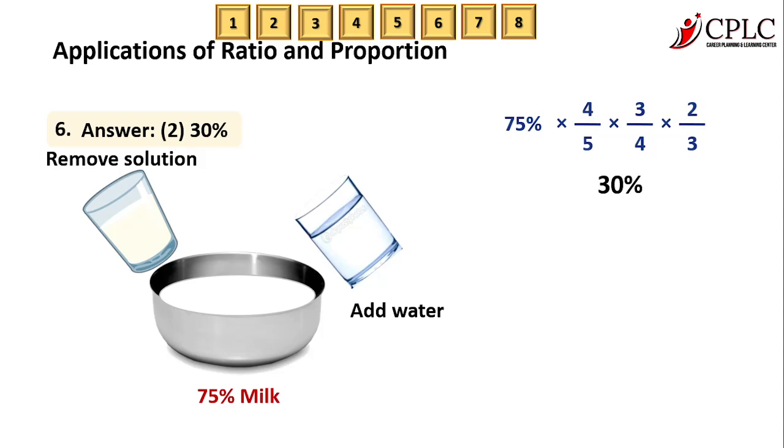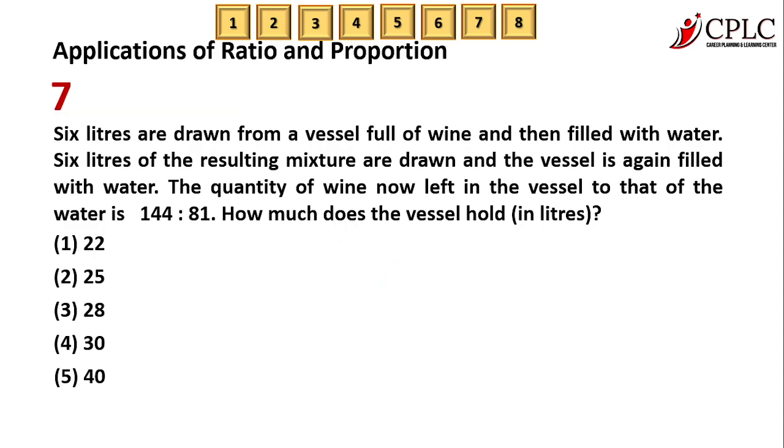Okay, now let's do the second last question, which says 6 liters are drawn from the vessel which is full of wine and then filled with water. Then again 6 liters of the resulting mixture are drawn from the vessel, and then the vessel is again filled with water, and the quantity of wine now left in the vessel to that of the water is 144 is to 81. How much does the vessel hold in liters?